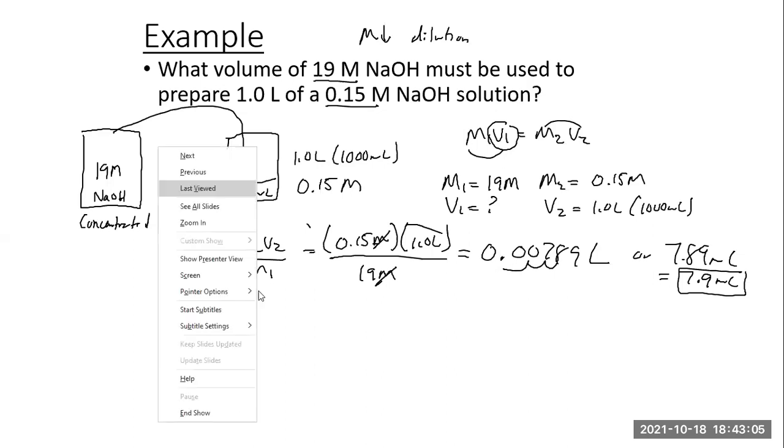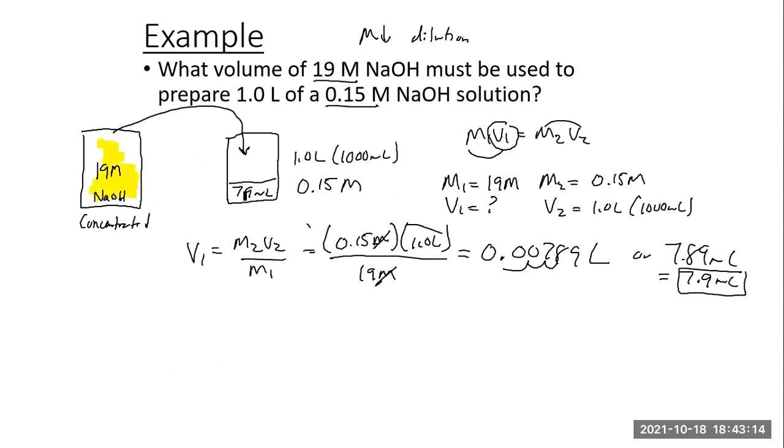So we'll color code here. We'll call this guy yellow. So we take out 7.9 milliliters of it, and the rest would be water. So the question is, this is the sodium hydroxide we would take. How much water should we put in there? Should we put in there 1,000 milliliters of water, since that's our total volume?